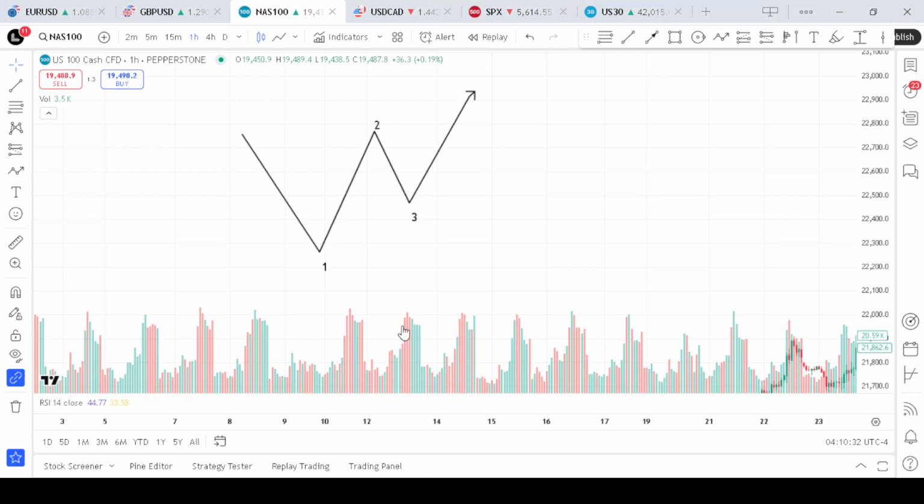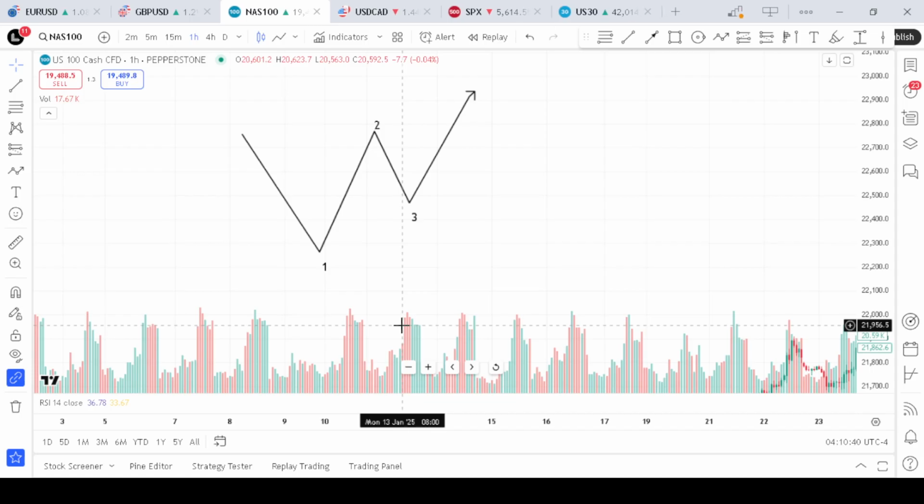Hello traders, welcome back to the Forex Gig, where we dive deep into the tools that can help you make smarter trading decisions. In today's video, we are going to be talking about the Ross Hook pattern, a technical formation that helps traders identify high probability trade setups across multiple time frames.